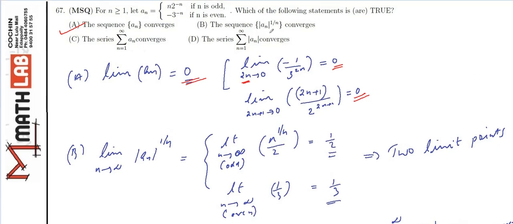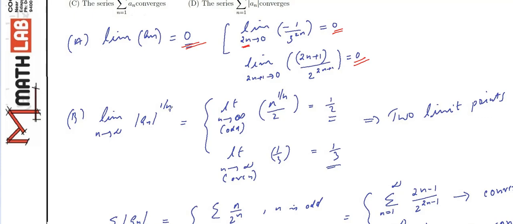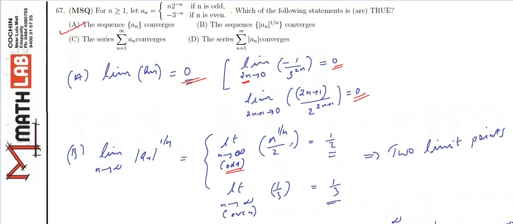Now the sequence |a_n|^(1/n). First you take the case of the odd numbers, and you take |a_n| all to the power 1 by n. When you simplify, you will get n over 2 to the power n, all to the power 1 by n. So n to the power 1 by n, and the powers of n will cancel, and you will get 1 by 2. This one is a standard limit, right? n to the power 1 by n, as n goes to infinity, you will get 1. So the answer is going to be 1 by 2.